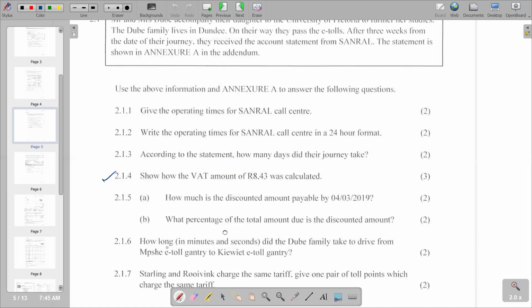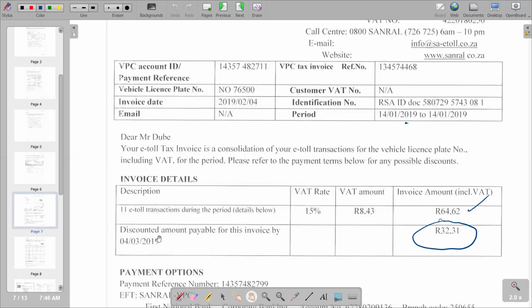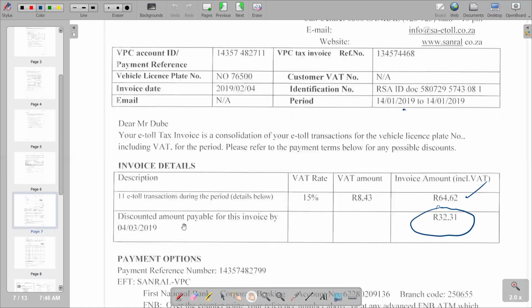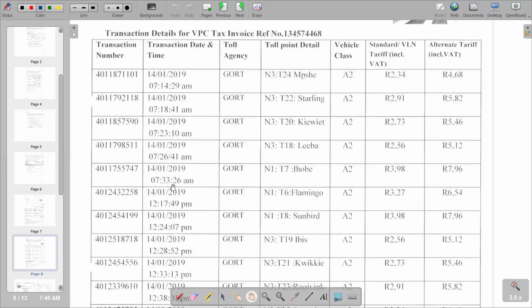Then you go to 2.1.6, which is saying how long in minutes and seconds did the Dube family take to drive from Misfe Ito Grange to Kiwit Toll Grange. So we want to calculate the number of minutes and seconds. So we can just try to refer again to our dictionary and see where we can get that information. So if we go here, we'll see that's where we are.